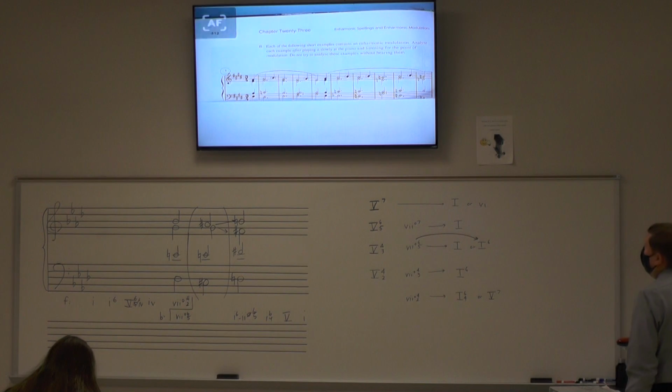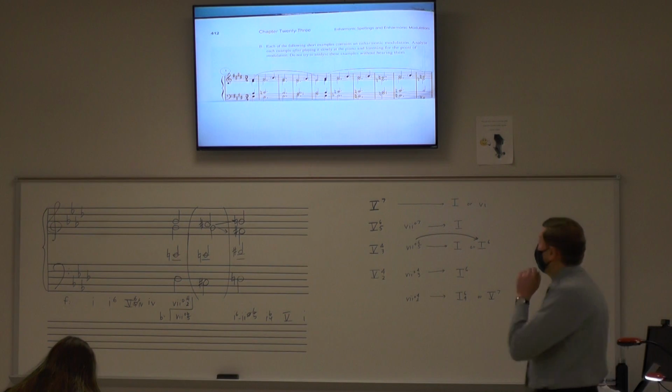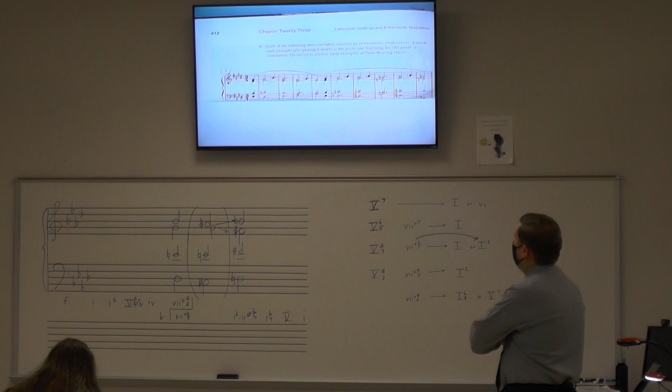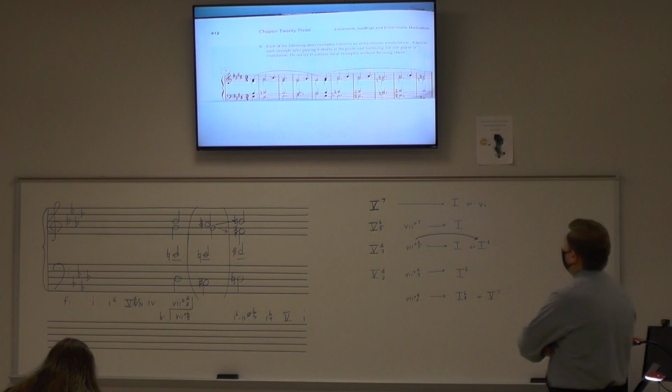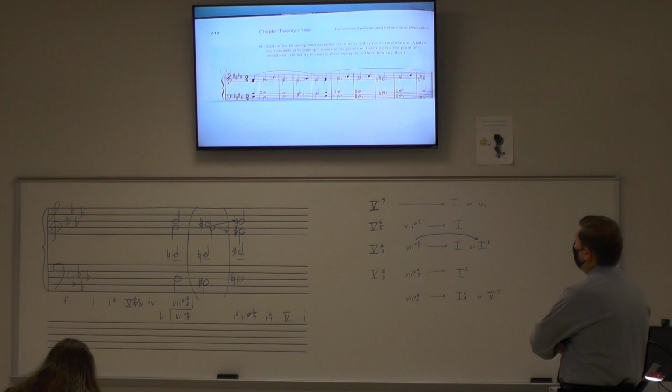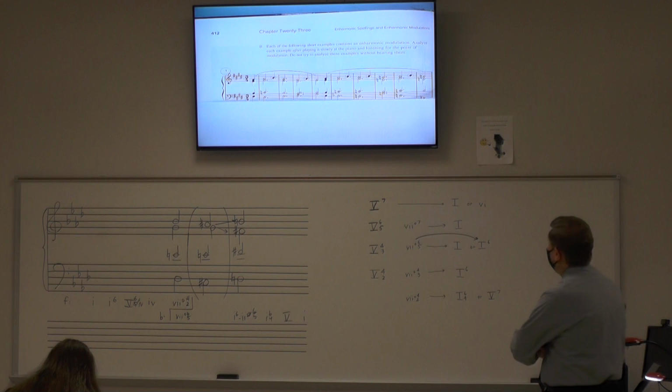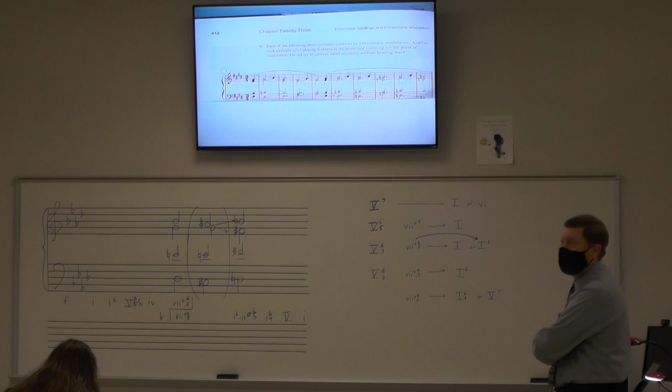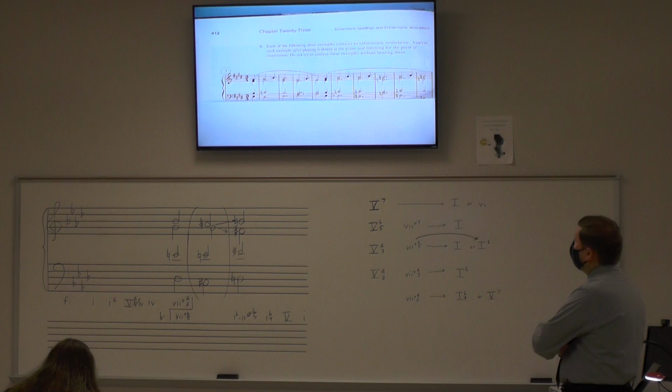Now, let me take a look at the directions really quick, because this will be similar to something you have on your worksheet for Wednesday. Each of the following examples contains an enharmonic modulation. Analyze each example after playing it slowly at the piano and listening for the point of modulation. Do not try to analyze these examples without hearing them.